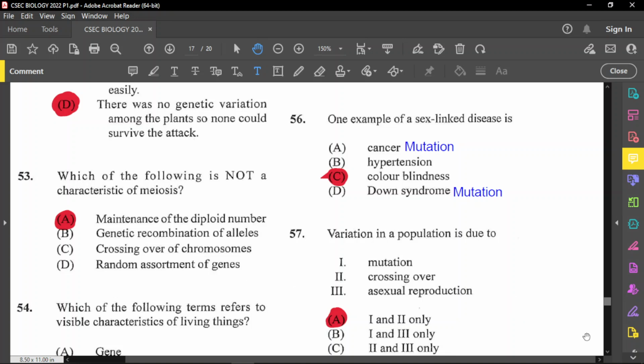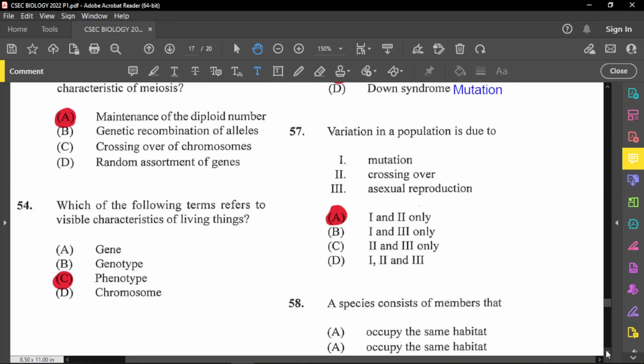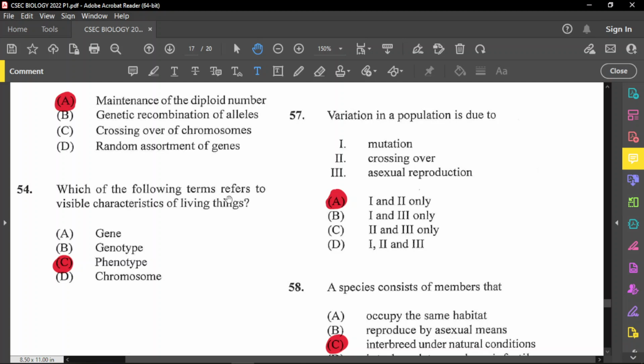54, and we're almost there, my gentle people. It said, which of the following terms refers to the visible characteristics of living things? And the visible characteristic is the phenotype, physical, all right? The things that you observe with the eyes. Gene, genotype, and chromosomes, no, you can't see them with your eye like that. You have to actually use microscopes and all different types of stuff.